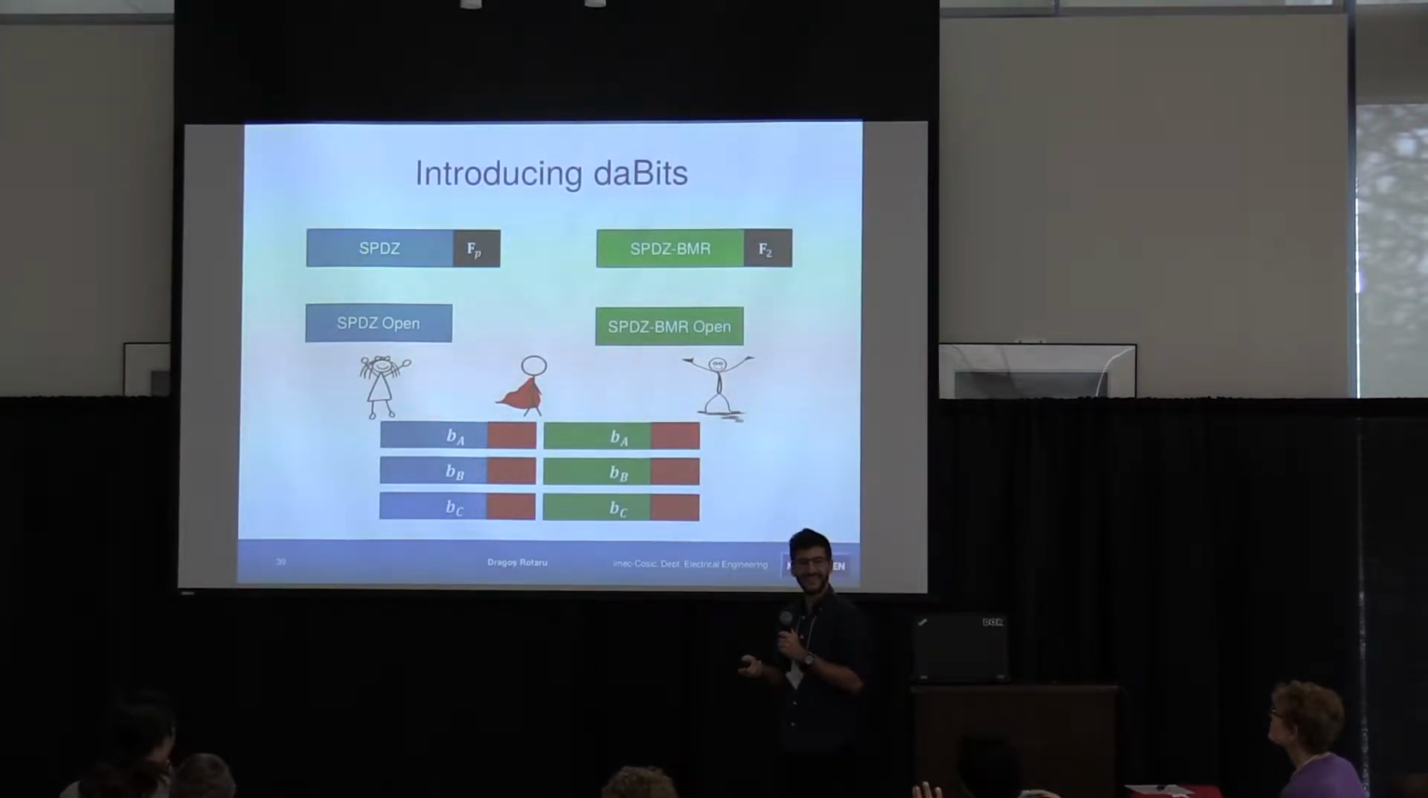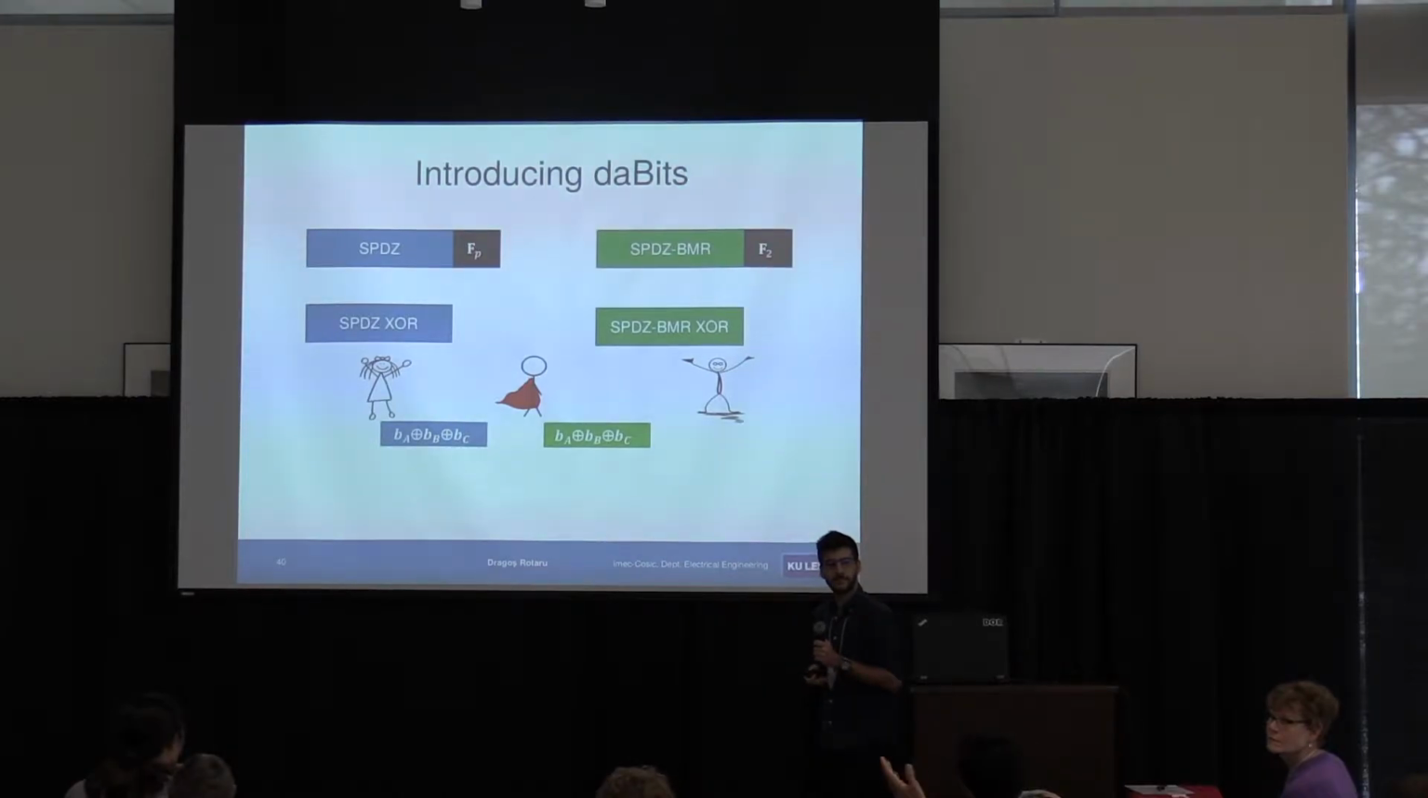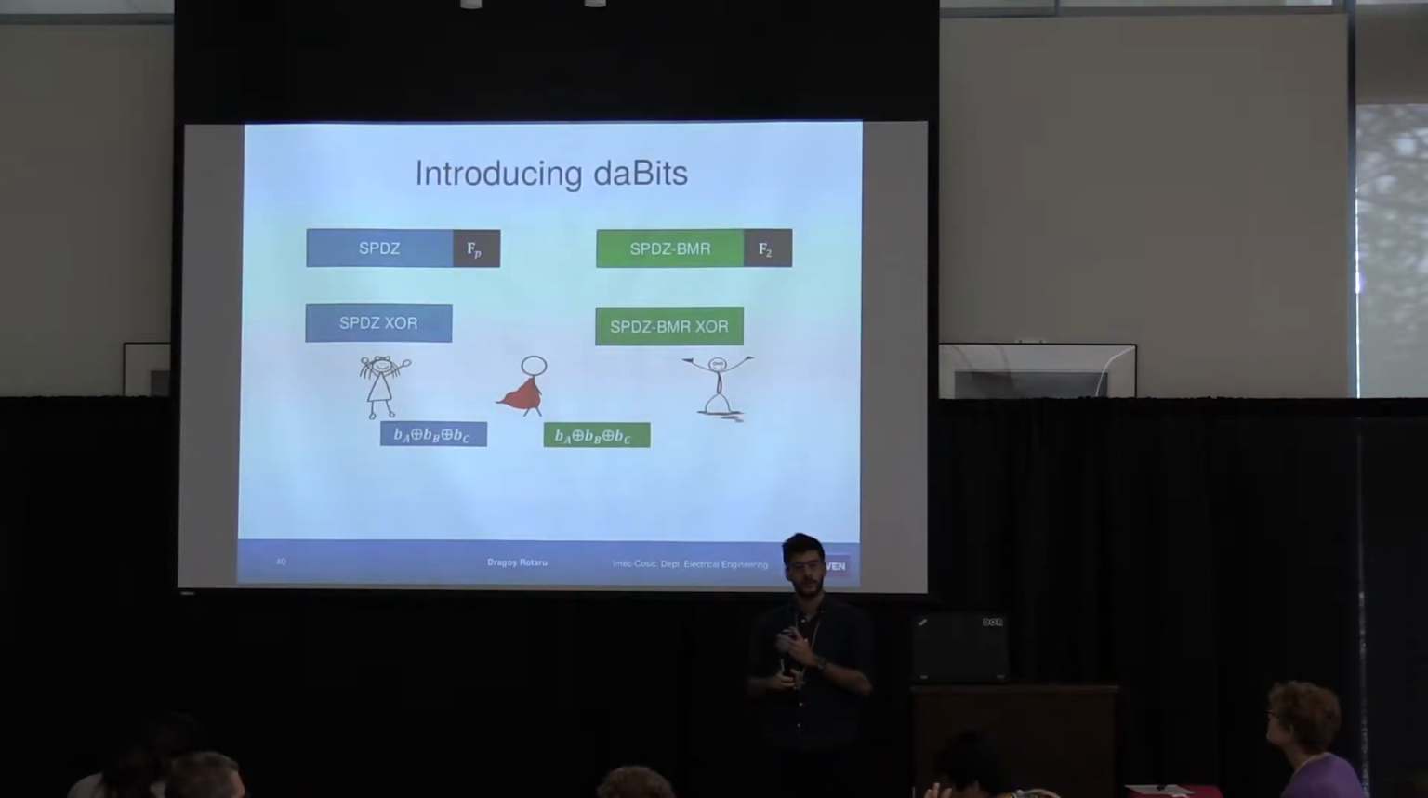Oh, more? No, in the passive setting, you can do bit decomposition in the passive setting. Yes. So, can you measure the overhead? Is the overhead of doing the mod P addition in the Boolean circuit more expensive, or generating the daBits?